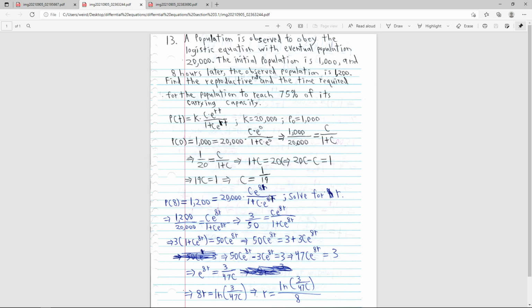So C is equal to 1/19, like the last one. Not the best, but that's because the initial population is pretty much the same, as well as the carrying capacity. So with the same process as before, you get 1/19 for C. That being said, now it's time for some changes. After 8 hours, it's only 1,200. So 1,200 equals 20,000 times Ce^(8r) divided by 1 plus Ce^(8r), and we solve for r this time.